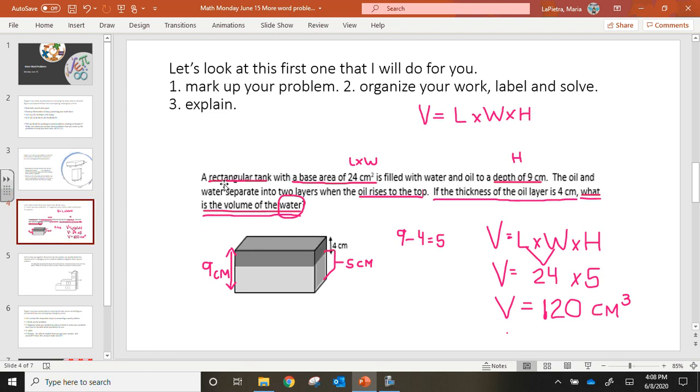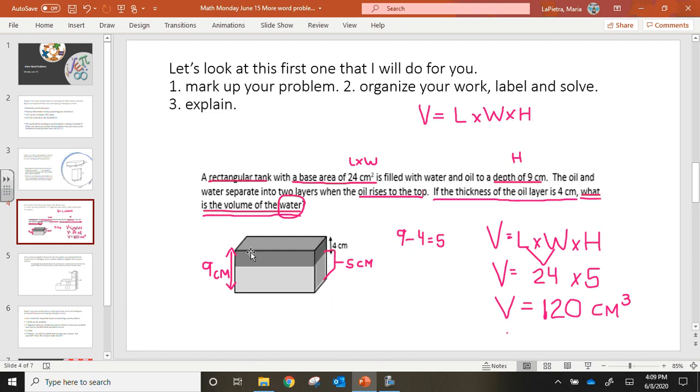So as you can see, I underlined all of our important things that we need to know. Not every word, just the important things. We have a rectangular tank with a base of 24 centimeters squared. Remember when we say area, that's already including the length and the width. So you've already got this part taken care of. And it's oil to a depth of 9 centimeters. When I say depth, they say how deep. Okay, so that's your height of this here.